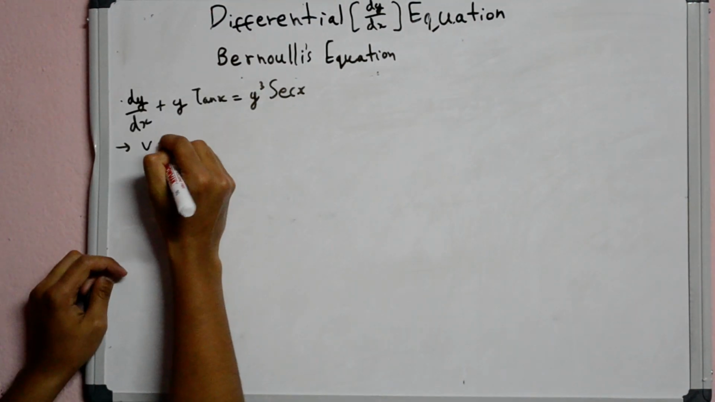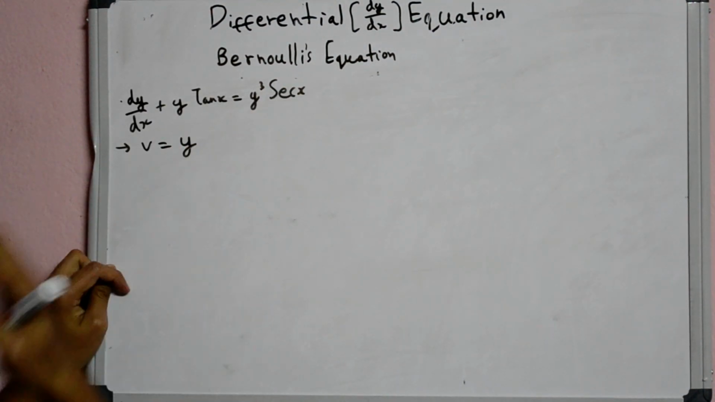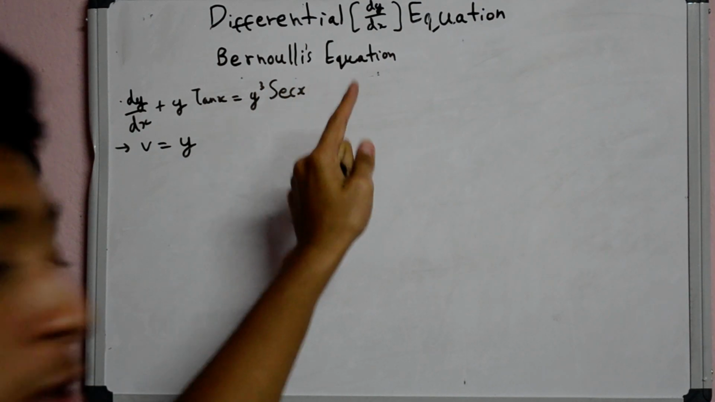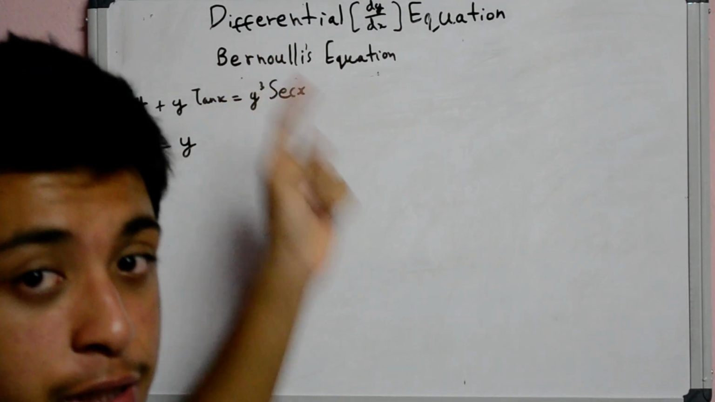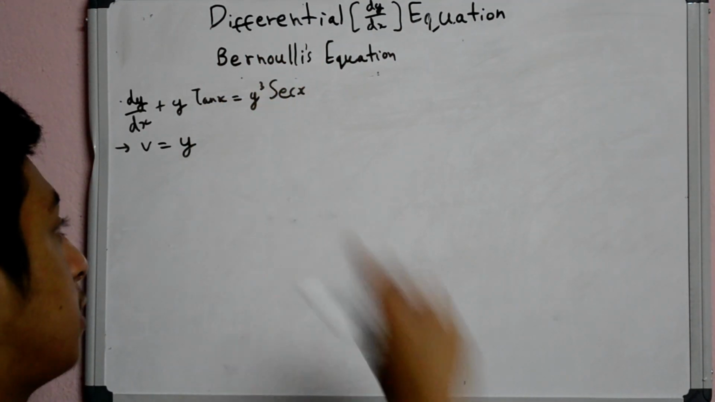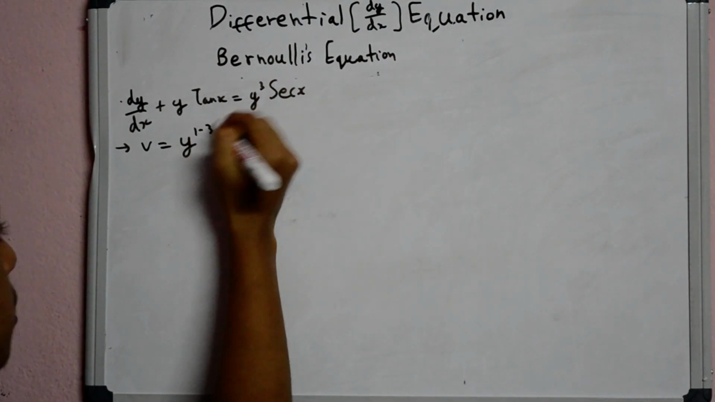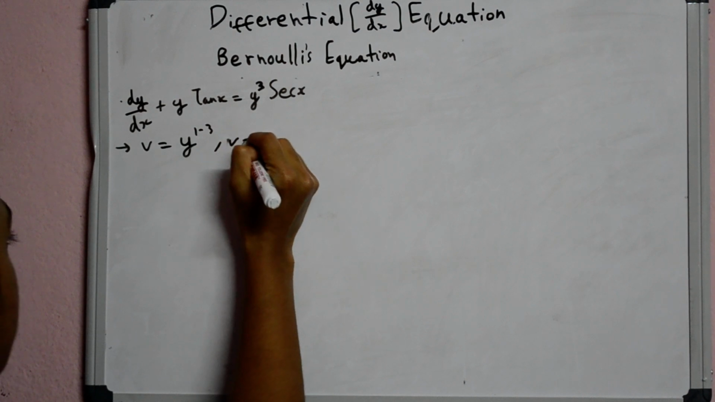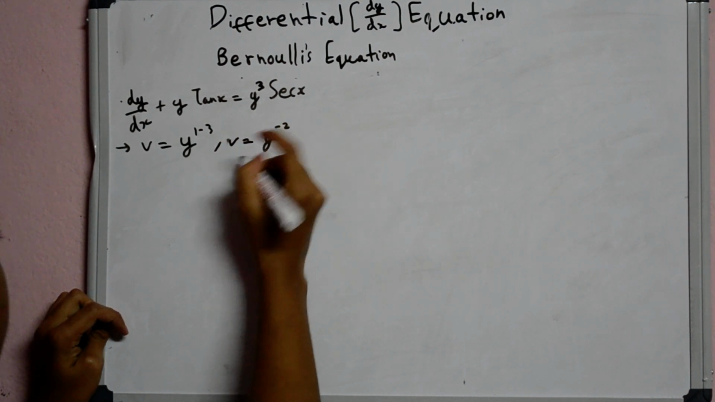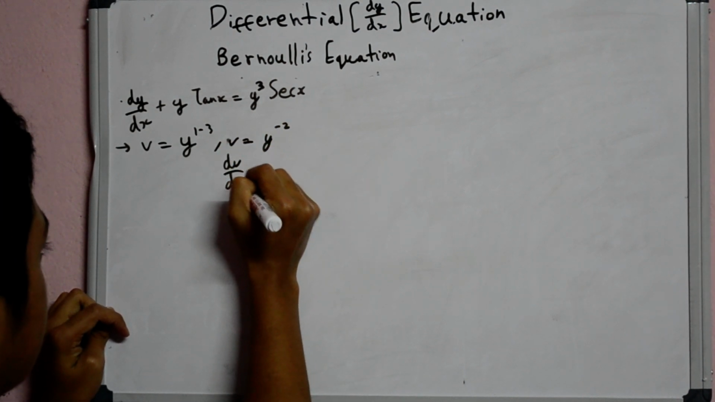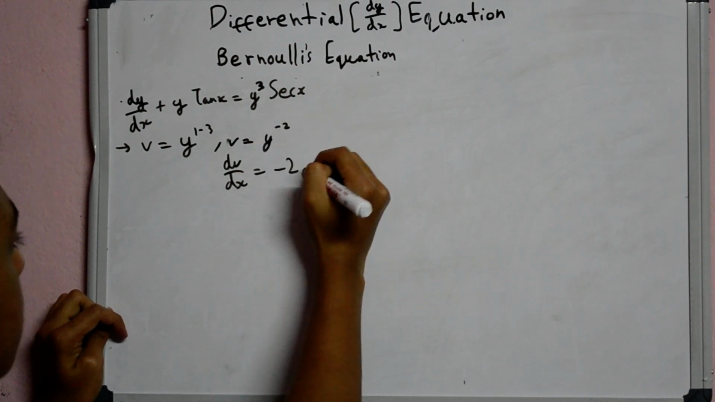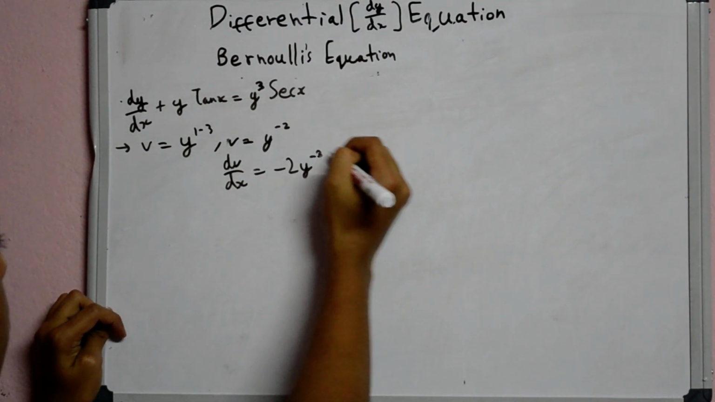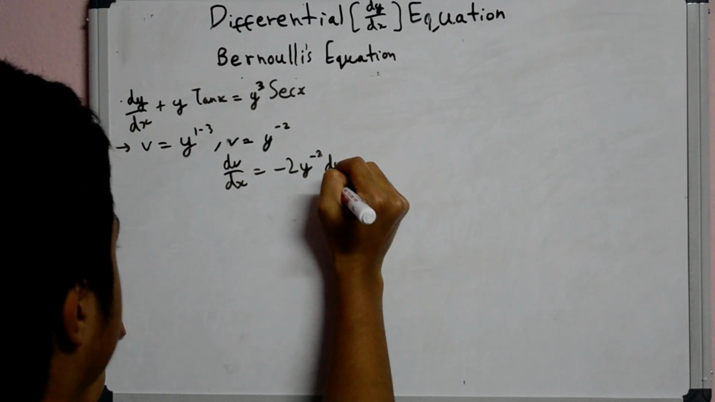Now let v equal y to the power of 1 minus n. Well, here this is q y to the power 3, so q is a function of x here. So the power n is 3 here, which means v equals y to the power minus 2. Now let's just do the derivative directly. The minus 2 comes first. This will be minus 2 y to the power minus 3 dy by dx.